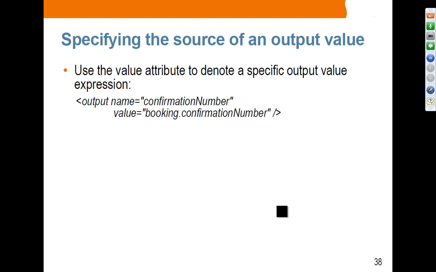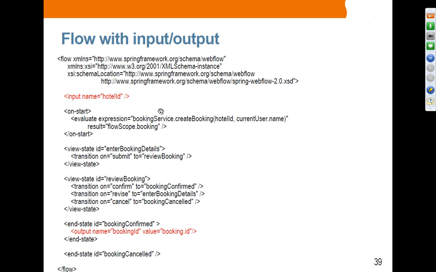Use the value attribute to denote the specific output value expression. So if you want to assign the value to confirmation number with this booking.confirmationNumber, then that's basically the output value that is being assigned. Okay, so these are the examples. Input, and then the end state is actually taking the output.